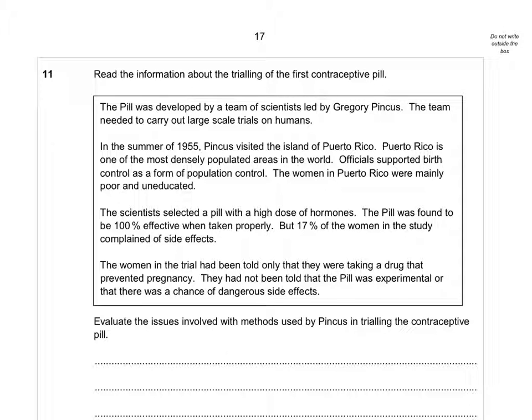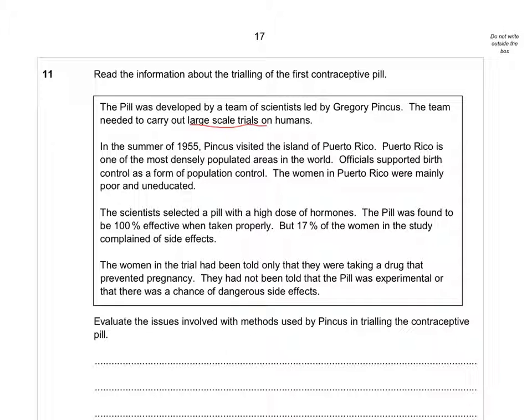So it's question 11. Read the information about the trialing of the first contraceptive pill. So we're going to look at this, we're going to underline some key bits of it, and then we're going to answer the question. So this is something that you should try and get into the habit of doing when you're in your exam. Underline any key bits that you find. So it says the pill was developed by a team of scientists led by Gregory Pincus. The team needed to carry out large-scale trials on humans. So we know it was a large-scale trial.